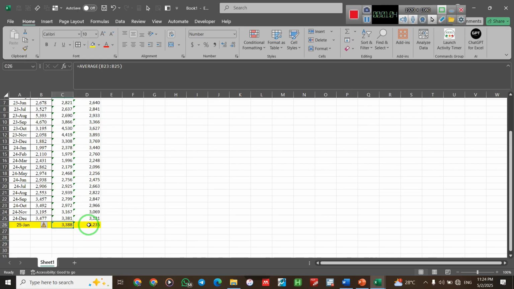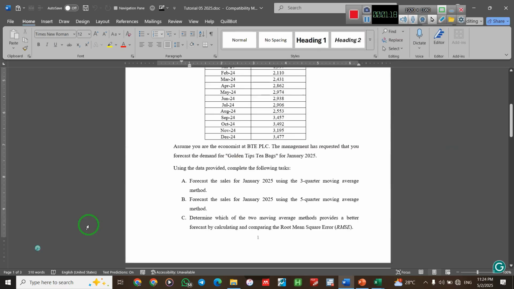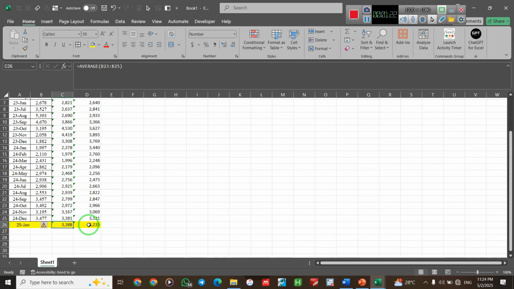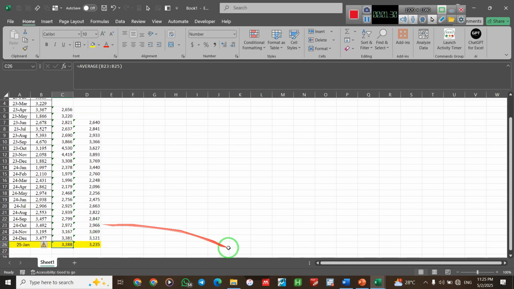The forecasted values in here are not the same. So the question asks what will be the most suitable value for January 2025, and you have to calculate something called RMSE, or the root mean square error, and identify the most suitable method, that is, which moving average gives the more accurate result. For that you have to calculate RMSE.